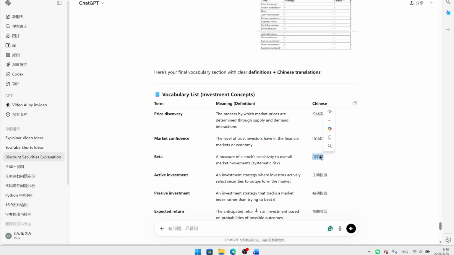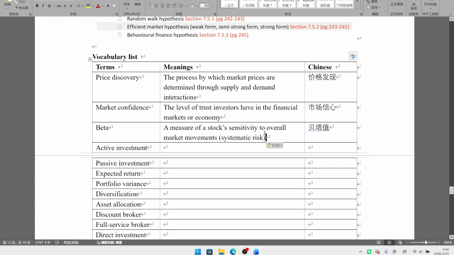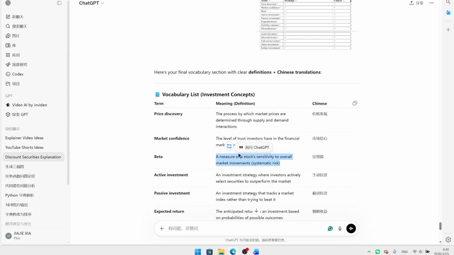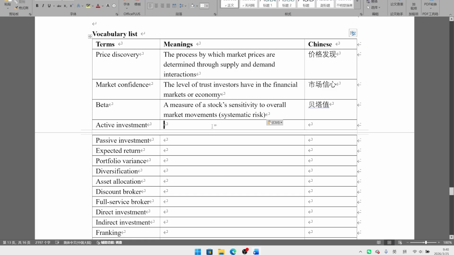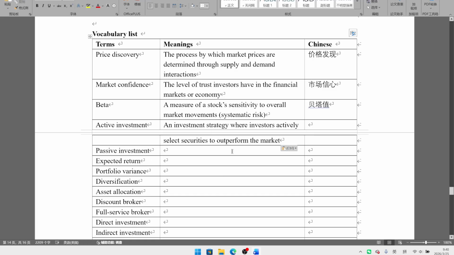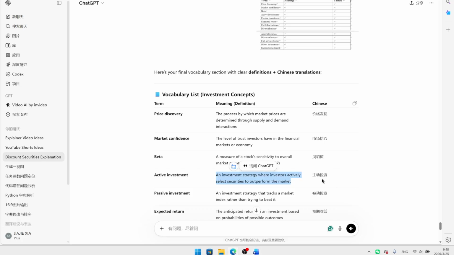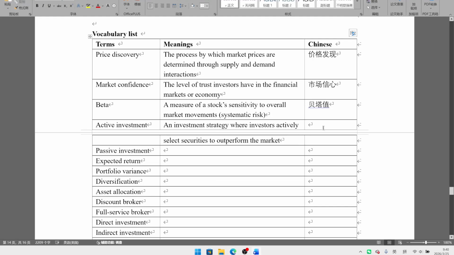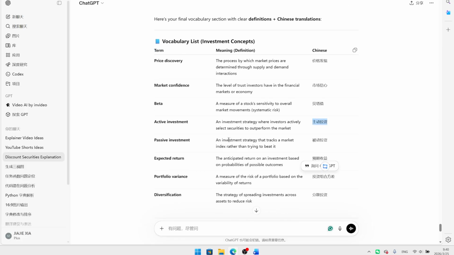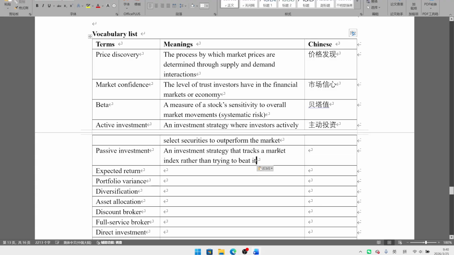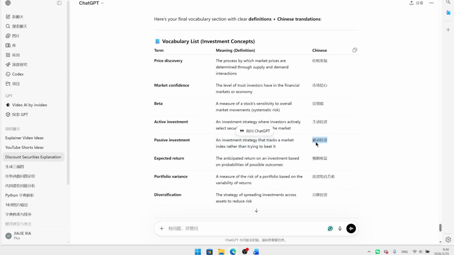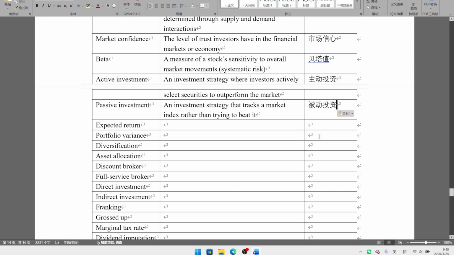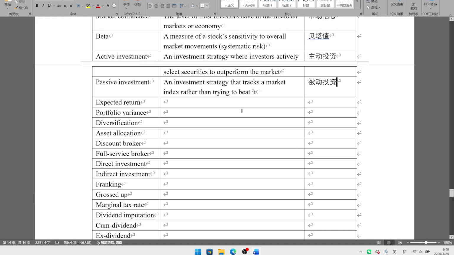Beta is a measure of a stock's sensitivity to overall market movements. Active investment is an investment strategy where investors actively select securities to outperform the market. Passive investment is an investment strategy that tracks a market index rather than trying to beat it.